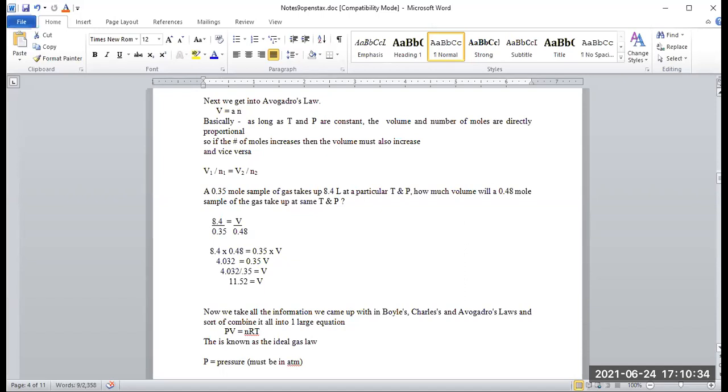Set it up as a ratio. Again, we're dealing with a direct relationship. More stuff, more space. I did my cross multiply method for the math here. I have 8.4 and 0.48 and 0.35 and V. Crunch your numbers down, and I do get what I expected of a higher volume. Instead of 8.4 liters, I have 11.52 liters.